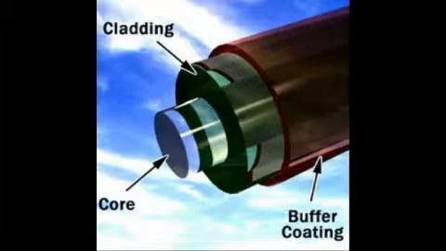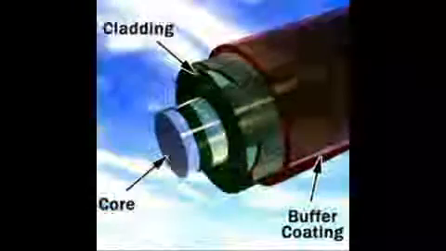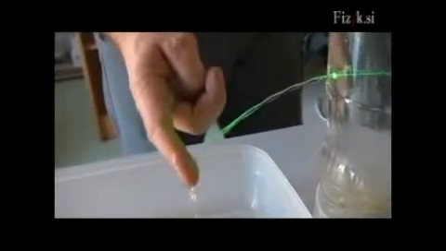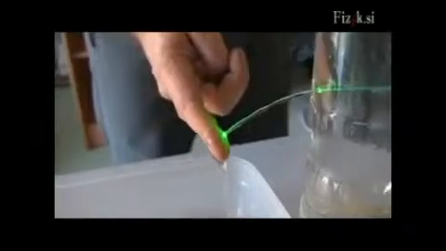Core, a thin glass center of the fiber where the light travels. Cladding, the outer optical material surrounding the core that reflects the light back into the core. Buffer coating, plastic coating that protects the fiber from damage and moisture. Next video, we will show you how an optical fiber works.